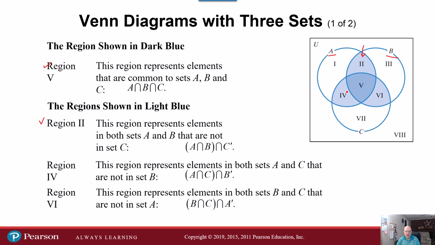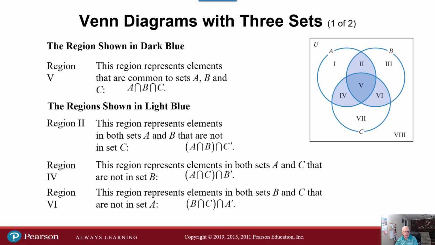Region 4 is over here. Make that a little bit more distinctive. Okay, so what is 4? Well, it's a little bit similar to region 2. Notice it's in A and C, but it's outside of B. So it's very similar to this one up here. So that's region 4. Now I'm going to have to clear that so we can see what we're doing here.